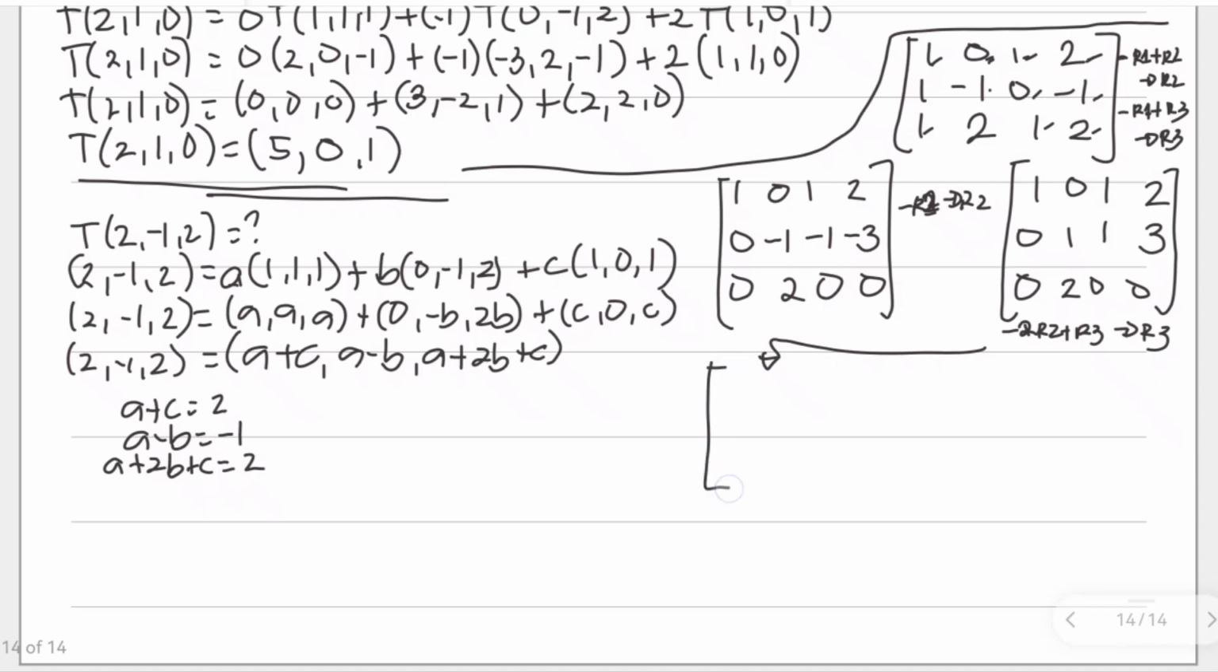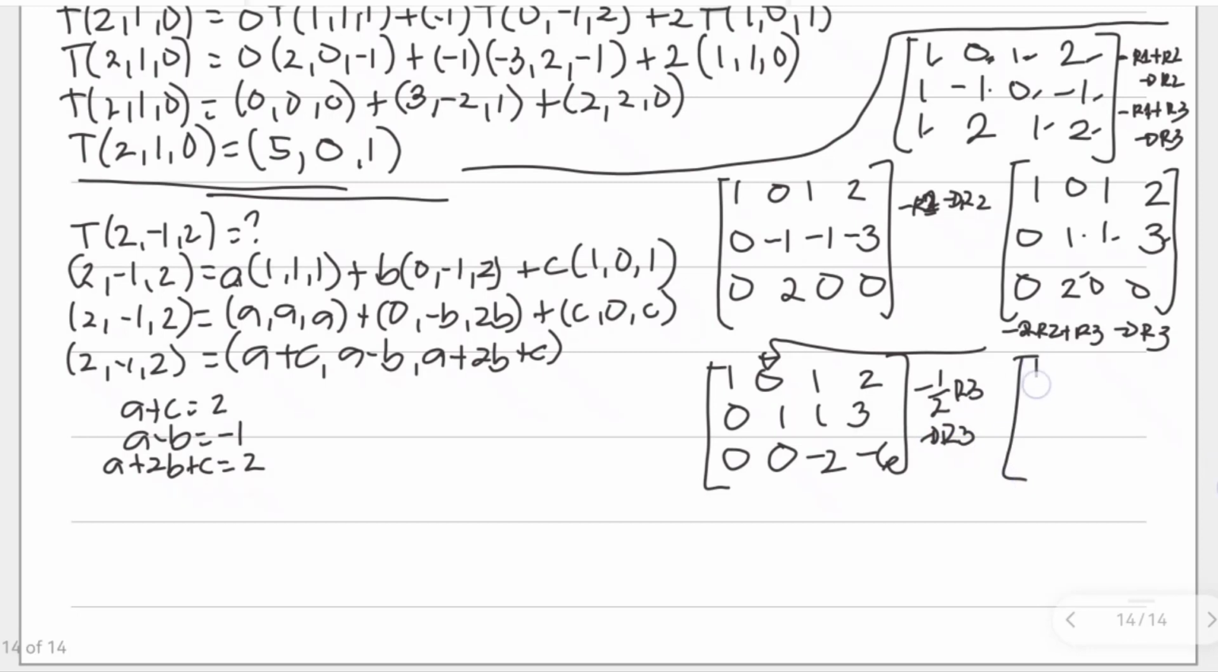They will have it here. So 1, 0, 1, 2. Then you will have 0, 1, 1, 3. Then 0. That's 0. Negative 2 times 1 is negative 2. Then you have negative 2 times 3 is negative 6. Then negative 1 half for row 3, for a new row 3. So you'll have this final row echelon form: 1, 0, 1, 2; 0, 1, 1, 3; 0, 0, 1. Negative 6 times negative 1 half is 3.